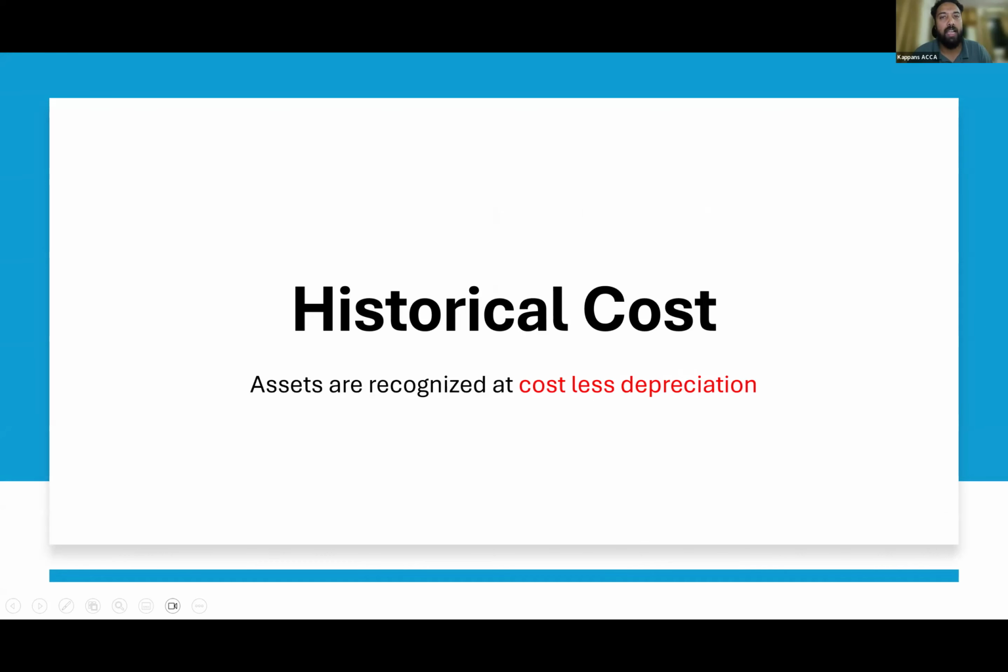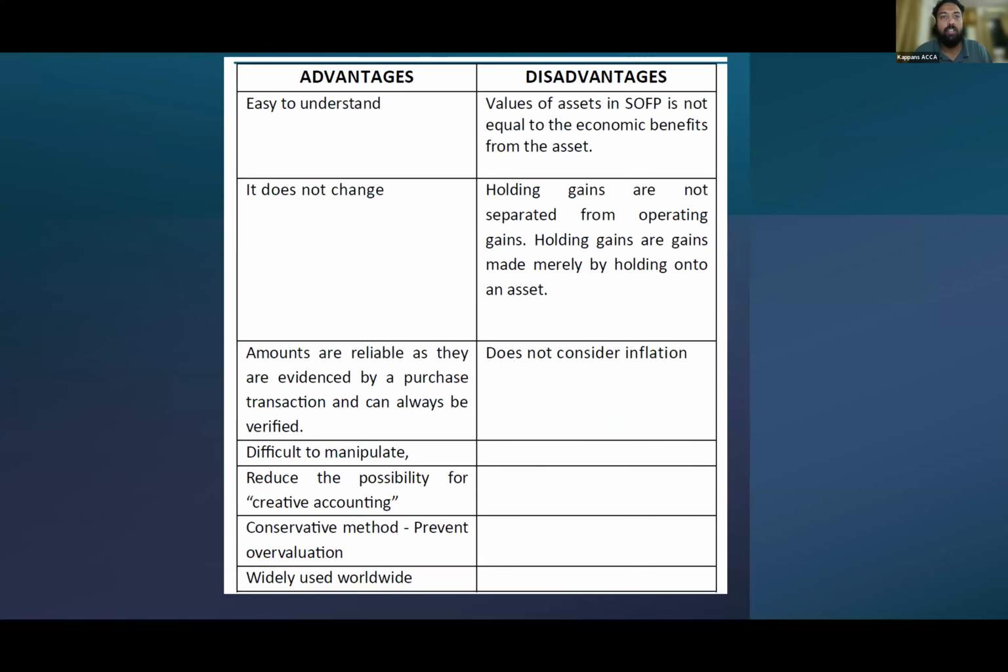In historical cost, an asset is recognized at cost less depreciation. You know this because this is how we normally record an asset in SOFP, cost minus depreciation. The method is known as historical cost method. What are the advantages of this method? One, it is easy to understand and it does not change.